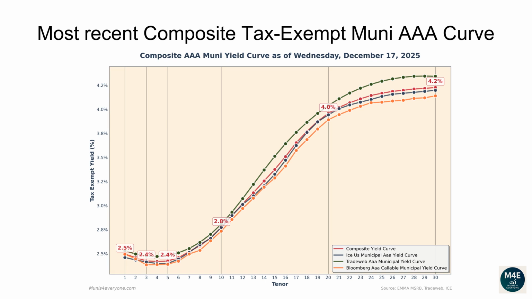The one-year composite tax-exempt yield is 2.49%. The two-year yield is 2.46%. The three-year yield is 2.42%. The 5-year yield is 2.42%. The 10-year yield is 2.77%. The 20-year yield is 3.96%. The 30-year yield is 4.23%.